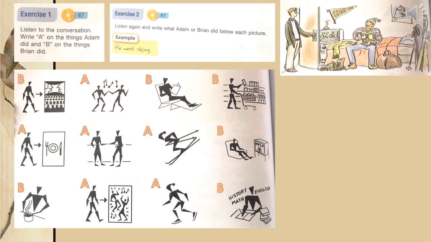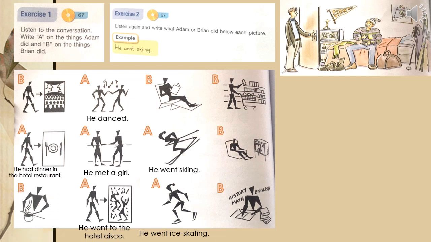Okay, let's see if you have written the activities that both Adam and Brian did. So Adam, he went skiing. The next thing that he did was he went to the hotel disco. The next thing that he did, he met a girl. And then he danced with that girl. And he went ice skating also with the girl, and he had dinner with her in a hotel restaurant.